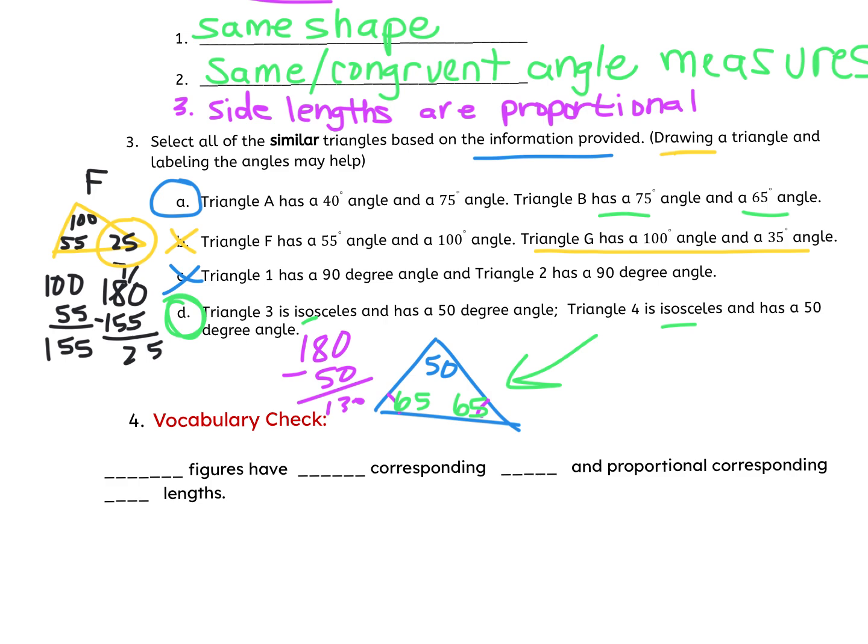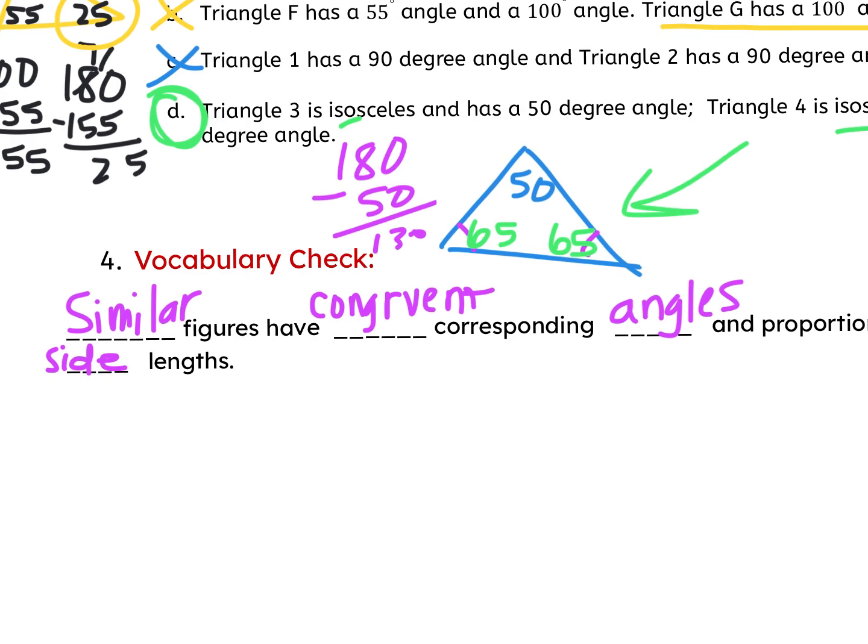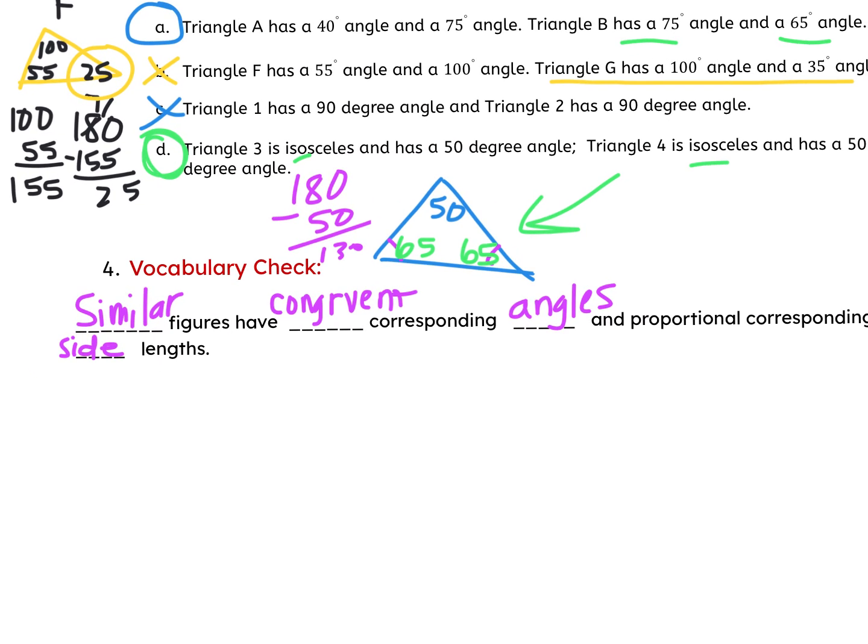Okay, and then vocab check. Let's try to fill in these blanks as best as we can. Well, the first one's going to be similar. Similar figures have corresponding blank and proportional corresponding blank lengths. Let's say congruent, corresponding angles, all three angles have to be the same, and proportional corresponding side lengths. So all three angles have to be the same and the side lengths have to be proportional.